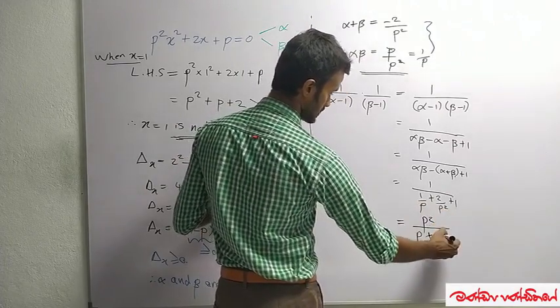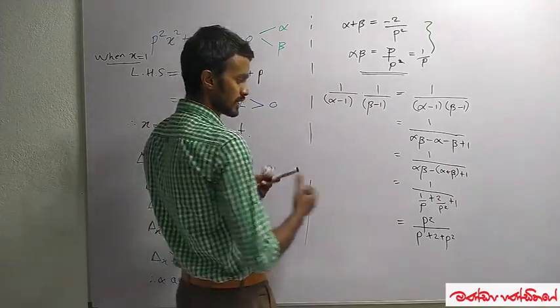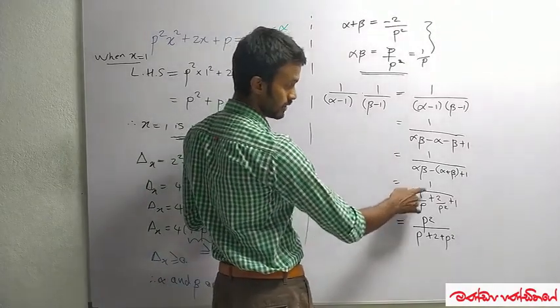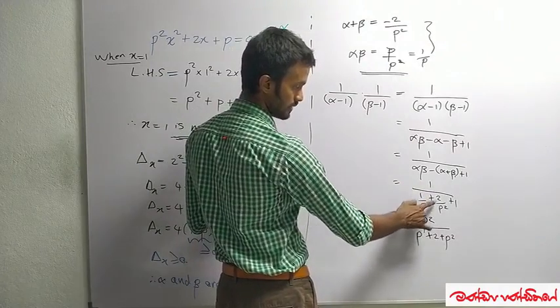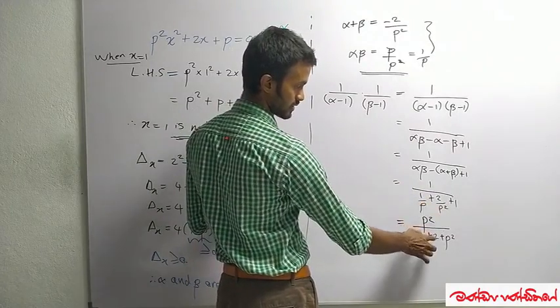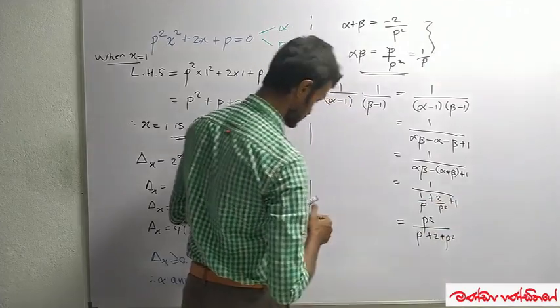When I multiply this by p squared, look again. I'm multiplying the numerator and the denominator by p squared, which means 1 into p squared means p squared. This 1 into p squared is p. This into p squared cancels off and gives us 2. And this 1 into p squared is p squared.